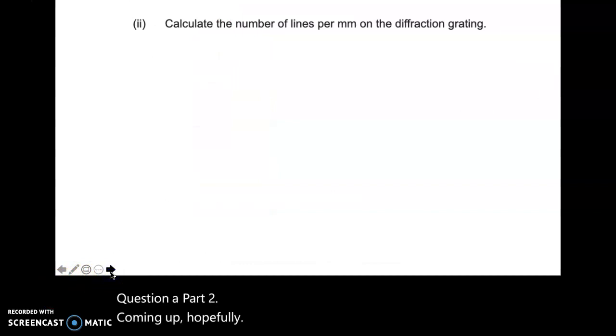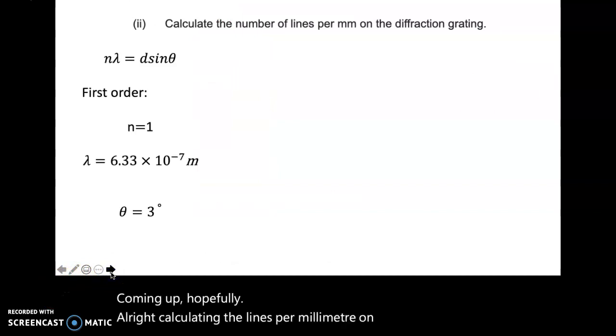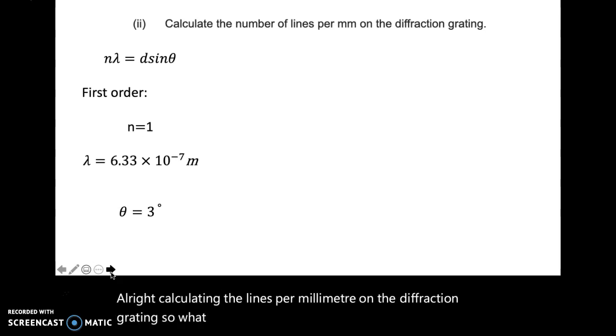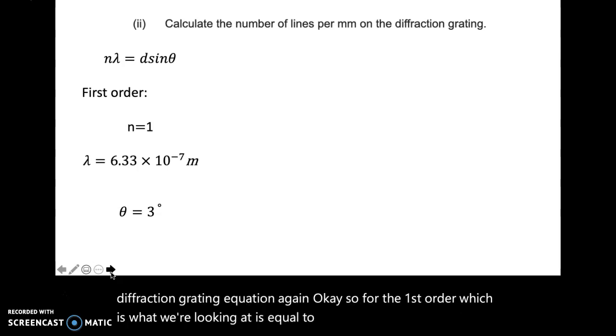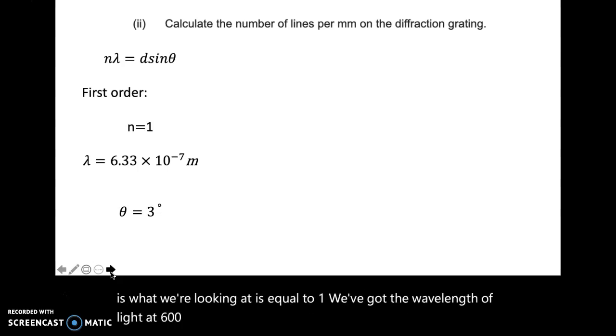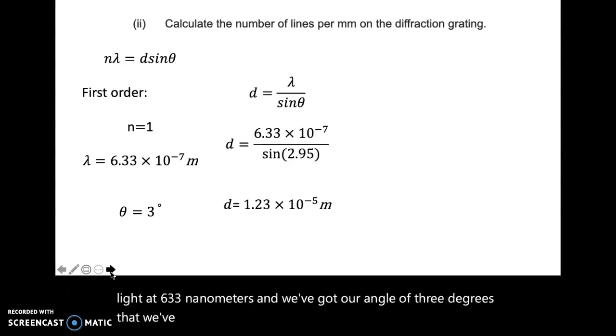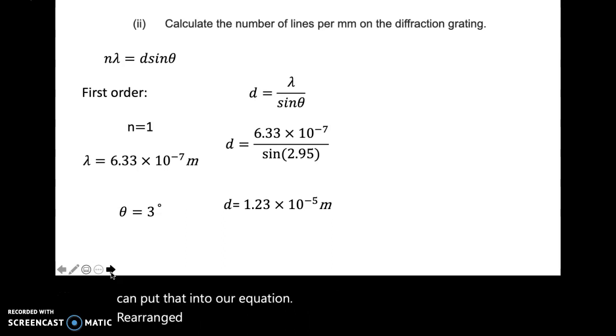Alright, calculate the number of lines per millimetre on the diffraction grating. So what we've got here is we're going to use the diffraction grating equation again. Okay, so for the first order, which is what we're looking at, so n is equal to 1, we've got the wavelength of light as 633 nanometers, and we've got our angle of 3 degrees that we've just derived. So using that information, we can put that into our rearranged equation, and we can see that d is equal to 1.23 times 10 to the minus 5 meters.